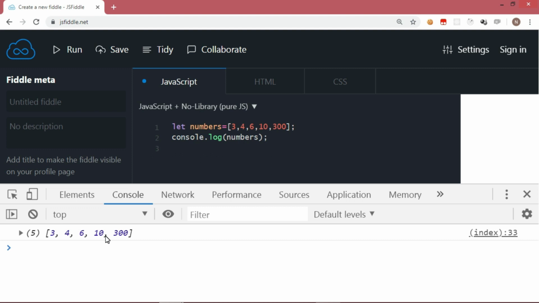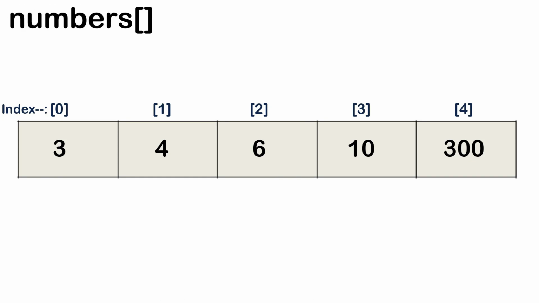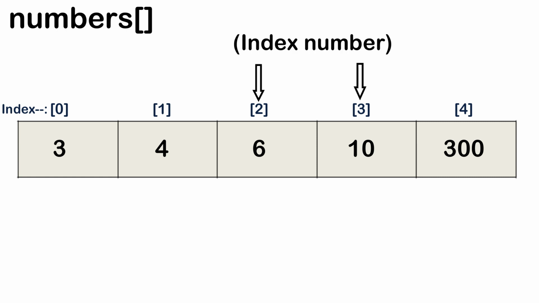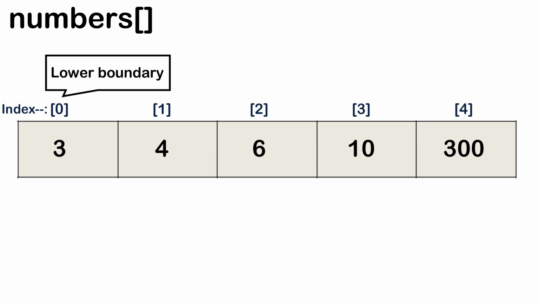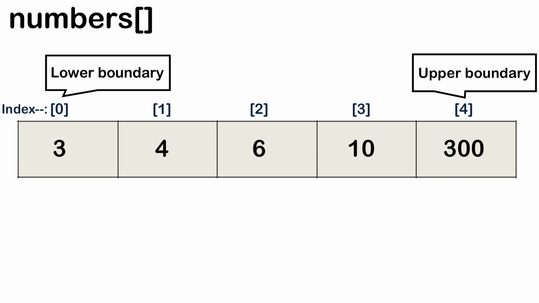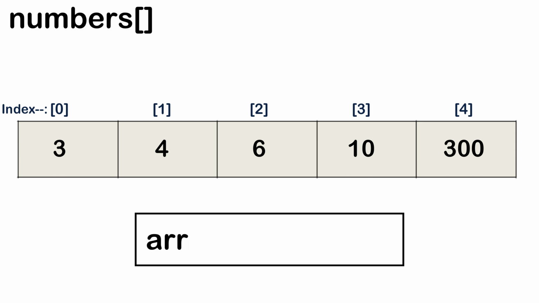When an array is declared like this, internally we can imagine this figure. As you can see, there are 5 blocks under one name called numbers. Each block is called an element. Every element is given a unique number by JavaScript, which is called an index number. So now we can say that this array numbers has 5 elements. It also means 0 is the lowest index, also called the lower boundary, and 4 is the upper boundary.